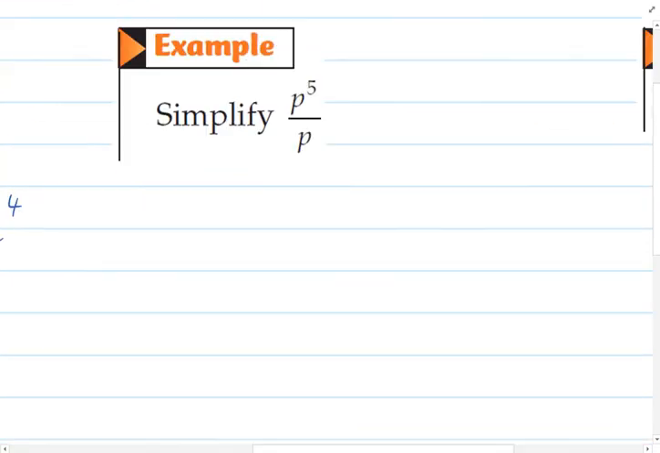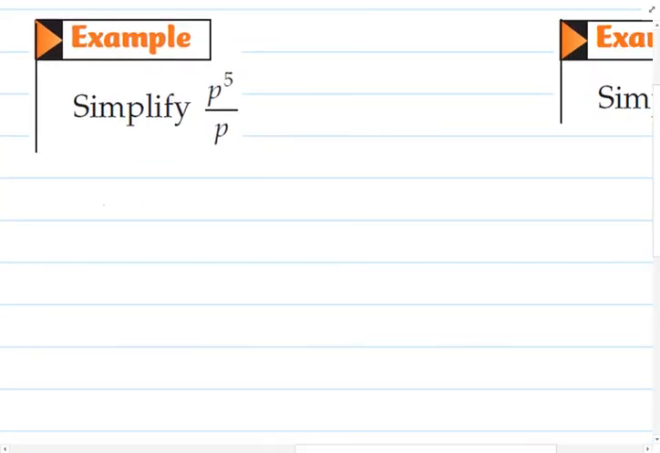So let's look at this next example and see if we can apply the same principle. So copy out the question, and the power of p when it's by itself is 1, and so we're going to subtract 1 from 5, and so that means we're left with p to the power of 4.